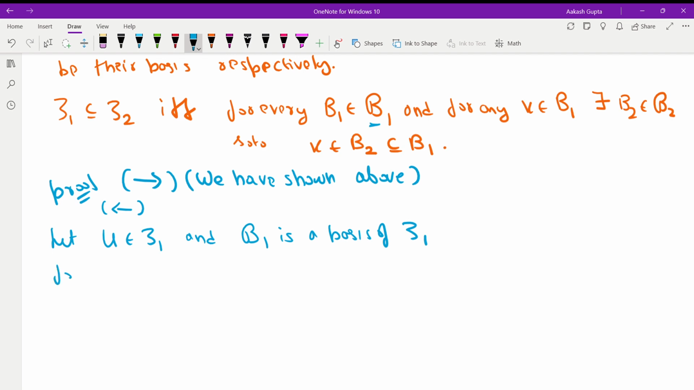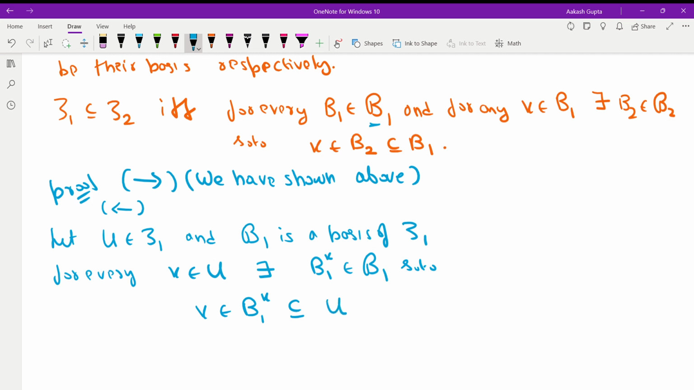So using that, I will have for every x in U, there exists some member of B1, say B1x, because it depends upon x, in script B1 such that x belongs to B1x, which is contained in U. That is by the definition of basis, the equivalent definition of basis, from the last lecture, I think the 11th session.